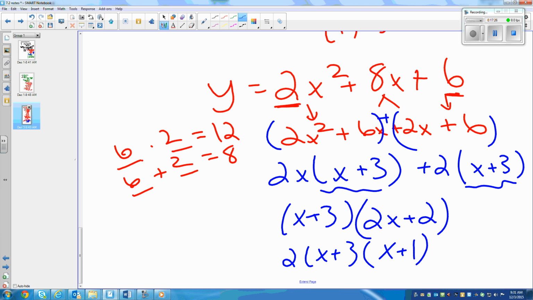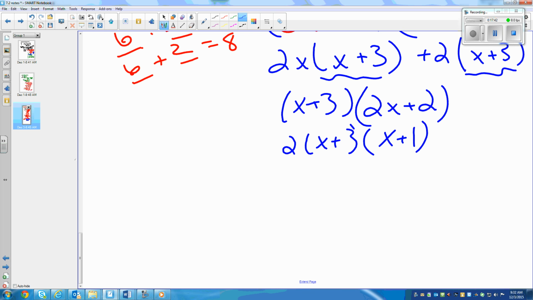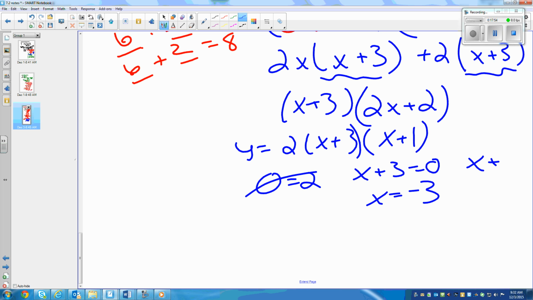This isn't our end though, right? This would be the end in grade 9 or maybe even in grade 10. But now we're looking for x-intercepts. So you factor, and then you set each factor to 0. So 0 equals 2, never. x plus 3 equals 0 at x equals negative 3, and x plus 1 equals 0 when x is equal to negative 1. So our x-intercepts are negative 3, 0 and negative 1, 0.